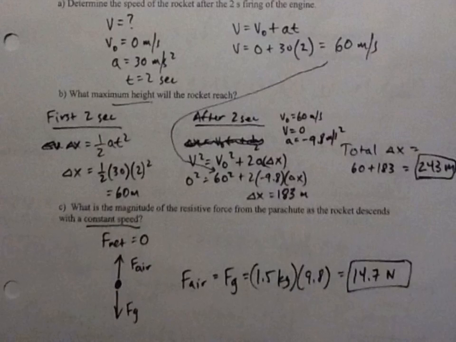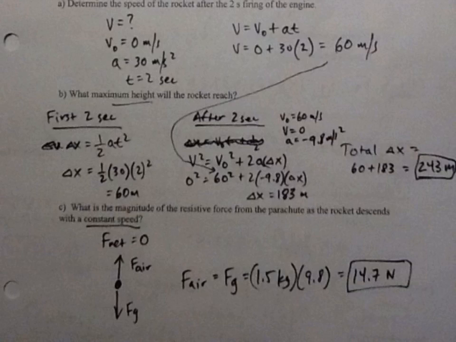Now for part C, trying to find the magnitude of the resistive force from the parachute as the rocket descends, we know that it is moving at a constant speed. Now remember, constant speed means that the net force is 0. So don't think a net force of 0 means it's not moving. It means it's not accelerating. Clearly it's still moving though, but the net force is 0.